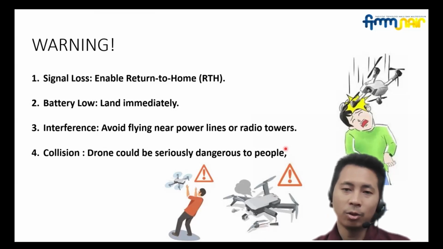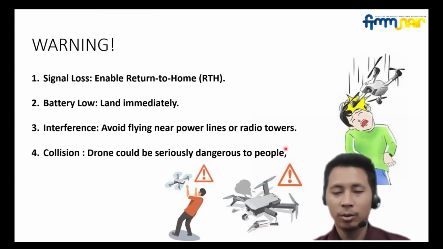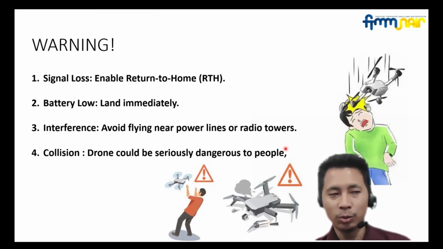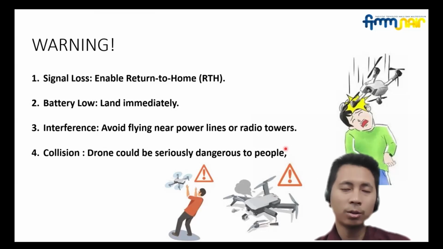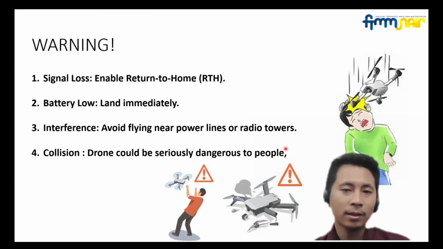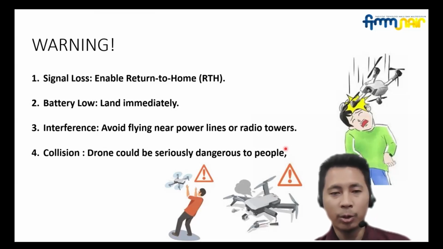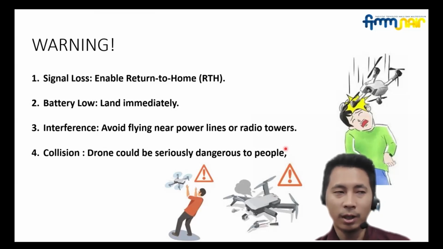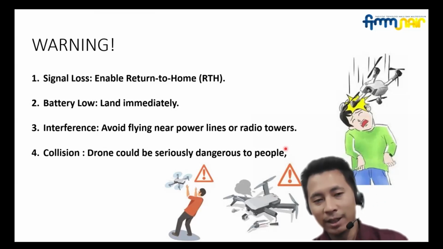Okay, I think that's all for the tips and the safety procedures that you have to follow. Actually, there are so many rules that you have to learn if you want to know more about the safety procedures for drones. But I think I already pointed out the most important things, maybe for an amateur or a beginner.